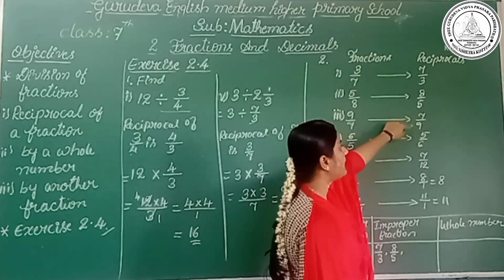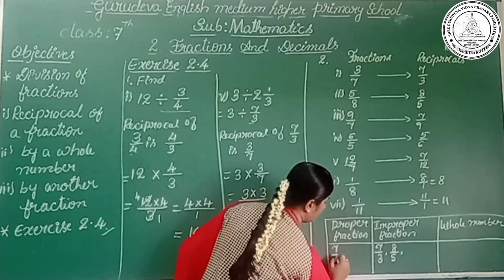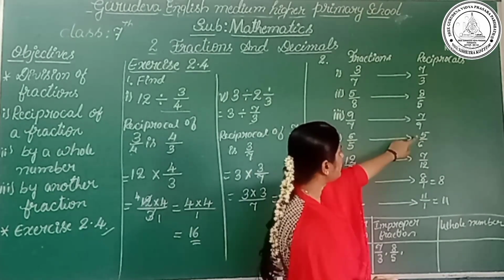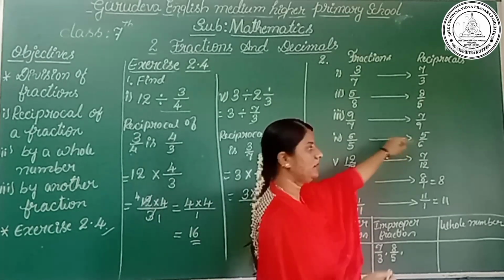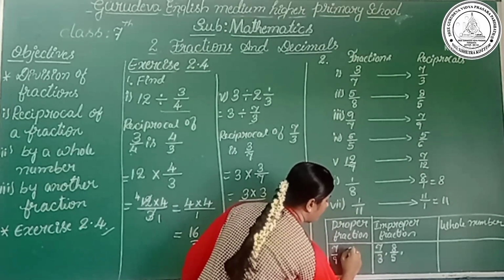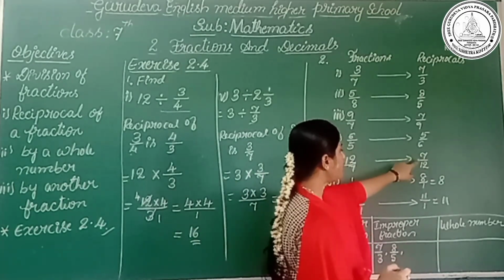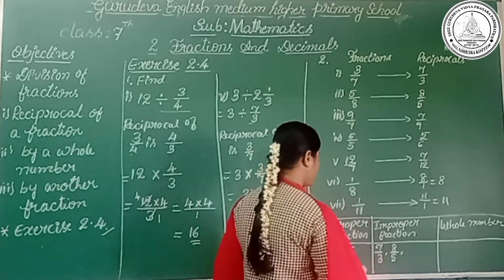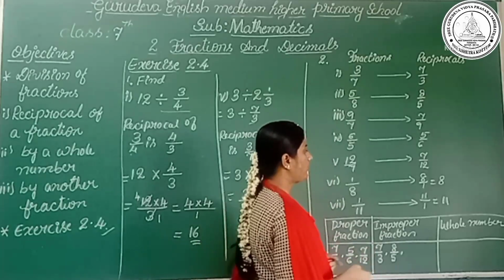7 by 9 is a proper fraction, so write it in the proper fraction column. Then the fourth one is 5 by 6. 5 by 6 is a proper fraction, 5 by 6. Then 7 by 12. 7 by 12 is a proper fraction.